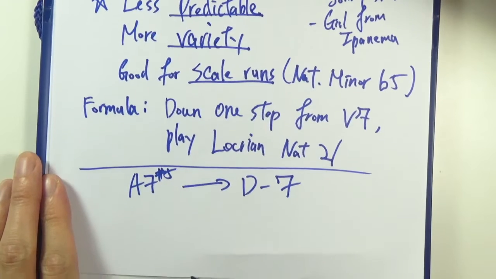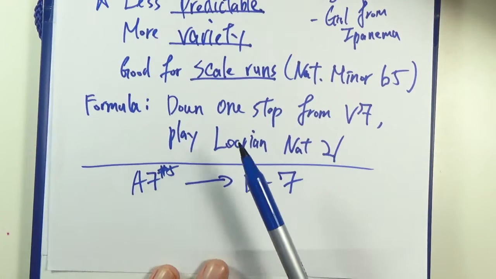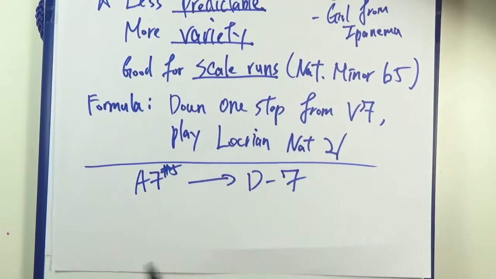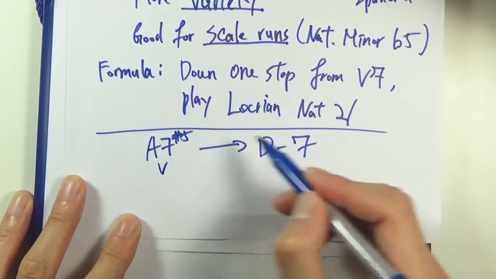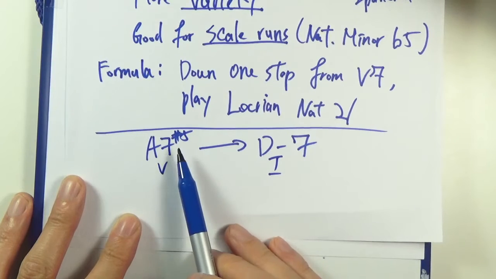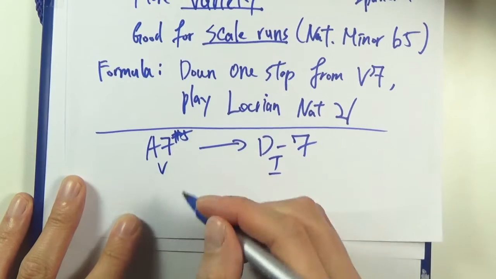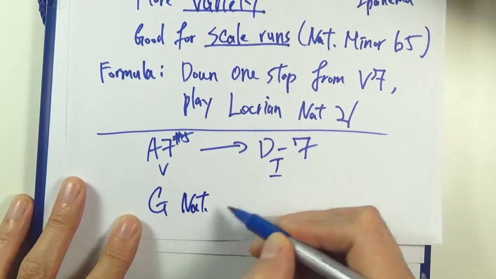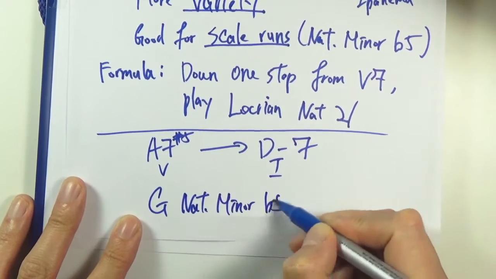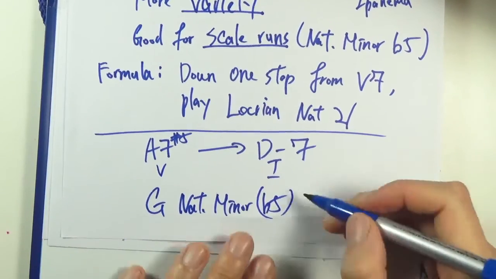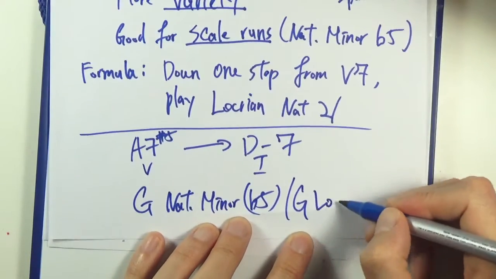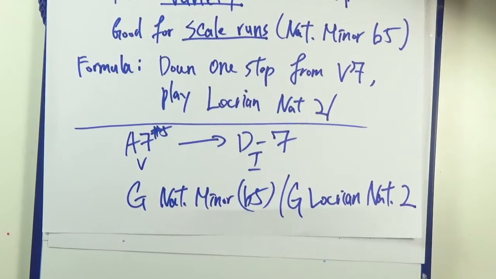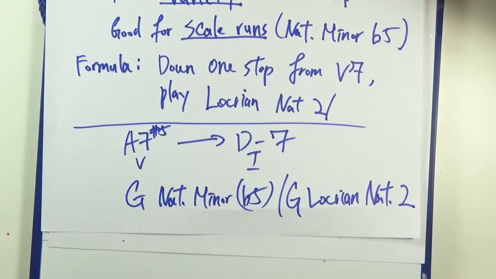So again, one more time, the formula is, whenever you encounter a resolving dominant 7 chord, go down one step from the 5 chord and play Locrian natural 2. So an example here, a 5-1 chord progression, A7 sharp 5. So it's a resolving dominant. You go down one step, so that would become G. And you play G natural minor with the flat 5. And that's just the same as G Locrian natural 2. That's the same thing, but it makes thinking much, much easier. All right, that's it.